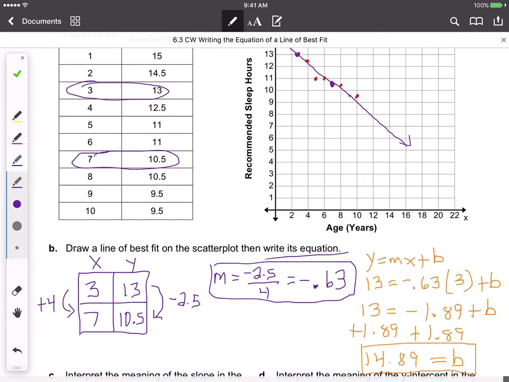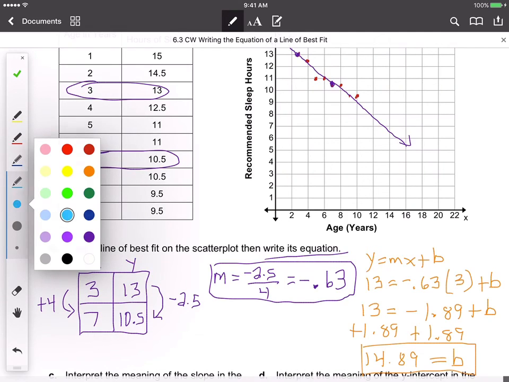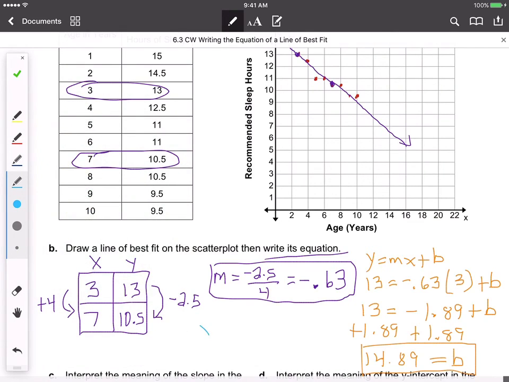Alright, so then the last thing I need to do is write the equation. So go ahead and let me know what the equation is. It's going to be y equals my m, which is negative 0.63, x, and then plus my b value, which is 14.89. So y equals negative 0.63x plus 14.89.